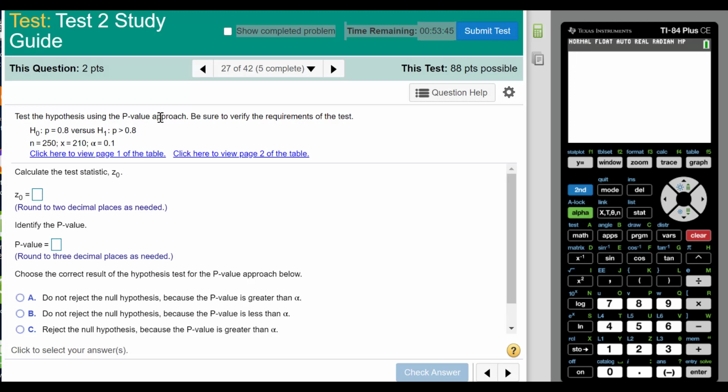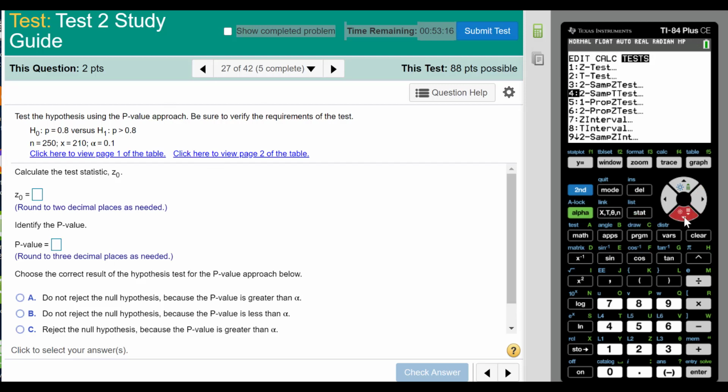Test the hypothesis using the p-value approach. Be sure to verify the requirements of the test. Okay, H0, the null hypothesis p equals 0.8 versus H1 p greater than 0.8. He gives you n, he gives you x, and he gives us alpha. Okay, here's how you do this on the calculator. You don't need to do this by hand. So we are testing the proportion. It is called the proportion Z test. So you go to Stat, Tests, and it's number 5.